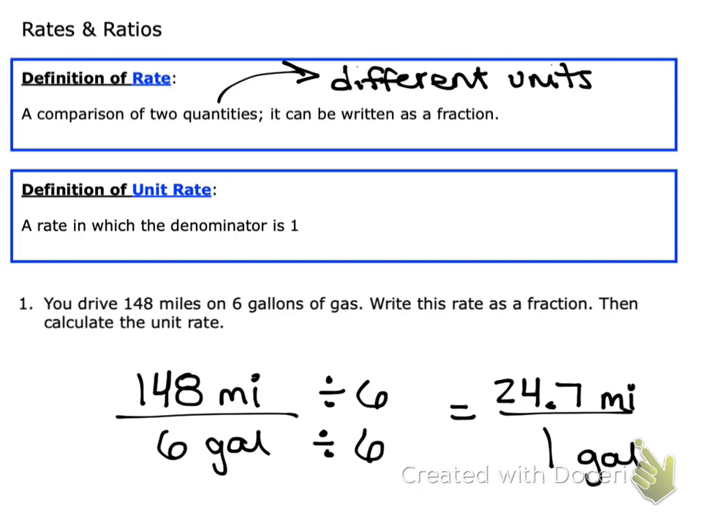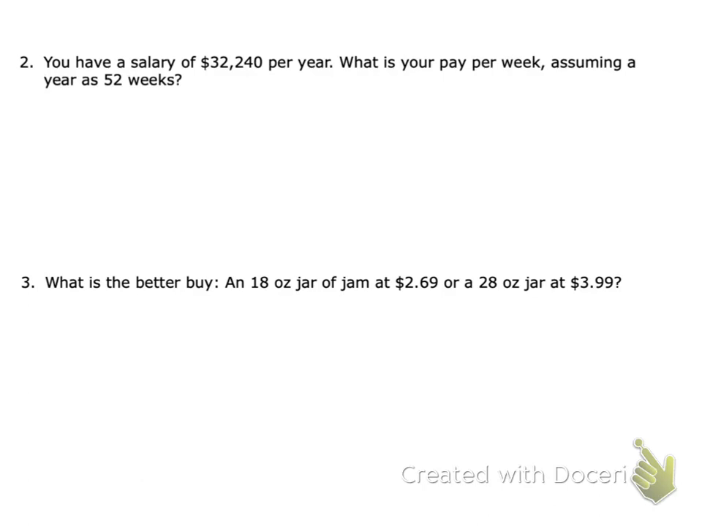Let's look at number 2. Did you all get that down? Yeah. Okay. You have a salary of $32,240 per year. What is your pay per week, assuming a year has 52 weeks? All right, so first thing we need to do is set up our rate. Our rate is $32,240 per, but we want our unit rate to be in weeks, so we're going to write this with weeks, per 52 weeks.